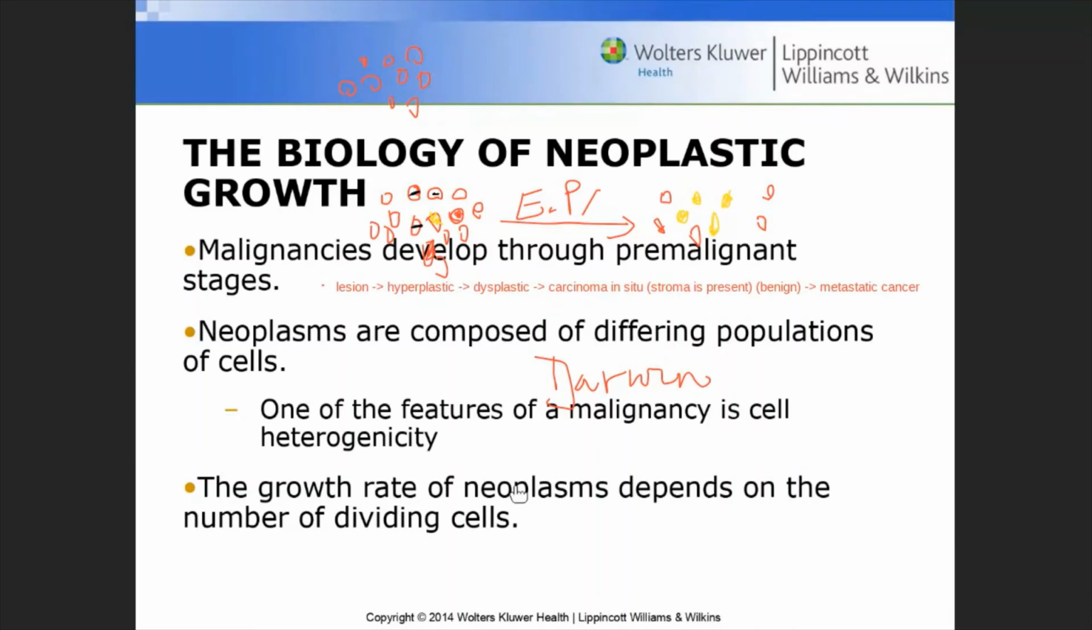So the growth rate of a neoplasm depends on the number of dividing cells. Another word for dividing cell is mitotic cell. So in the future, if I say this tumor you can see a lot of cells in metaphase, then that means that it's going to divide rapidly, as opposed to a tumor where you do not see any mitotic cells at all, then it's kind of slow growing.